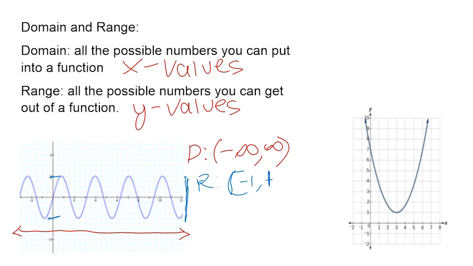Sorry. Let me erase that. To positive 1. Okay, again, that's a bracket there. So basically, we're just looking, what are all the possible x's? What are all the possible y's? Go ahead and press pause and try the second one.